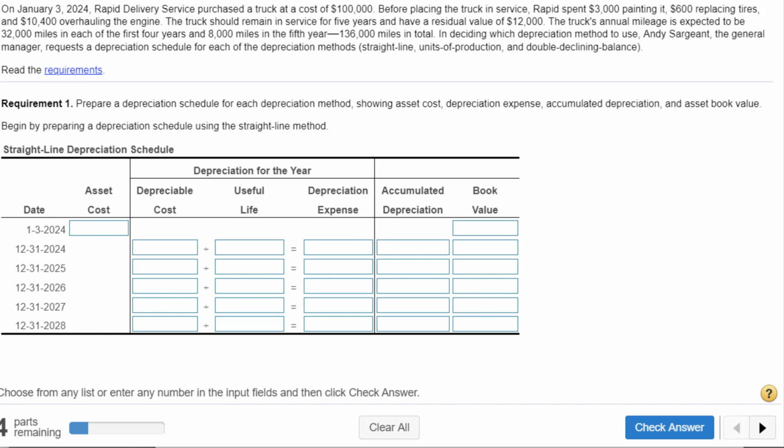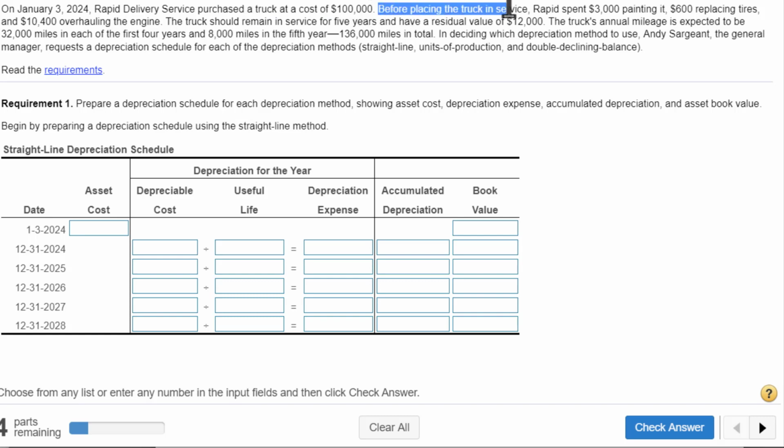Problem 10-31. We're going to do depreciation schedules for an asset using the straight line depreciation method, the units of production depreciation method, and the double declining balance depreciation method. So on January 3rd, Rapid Recovery Delivery Service purchased a truck at a cost of $100,000.